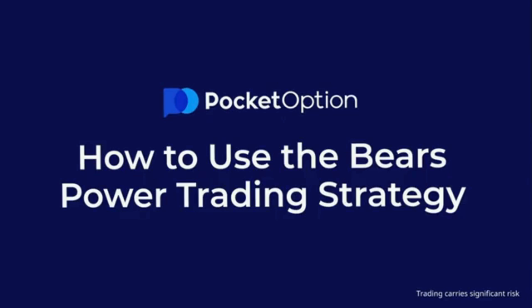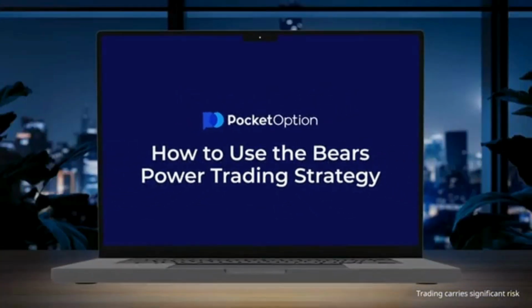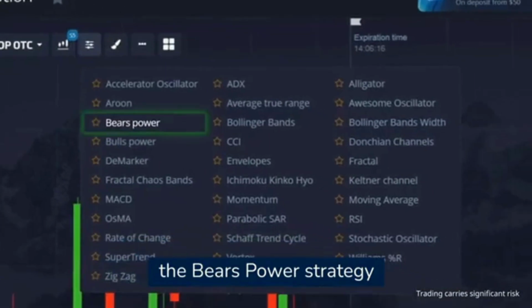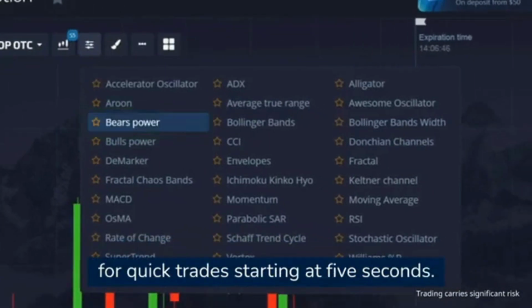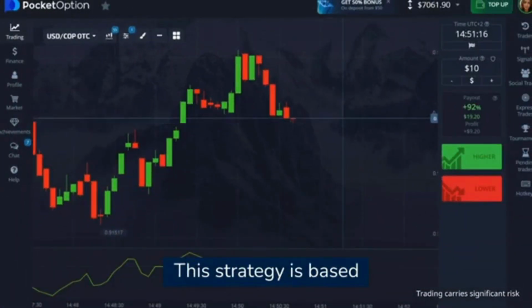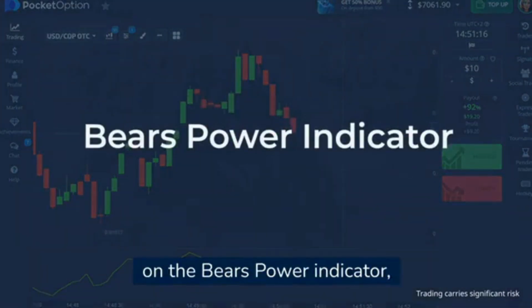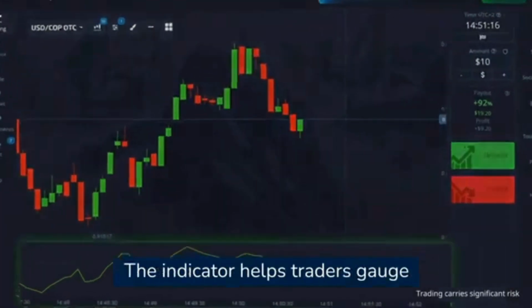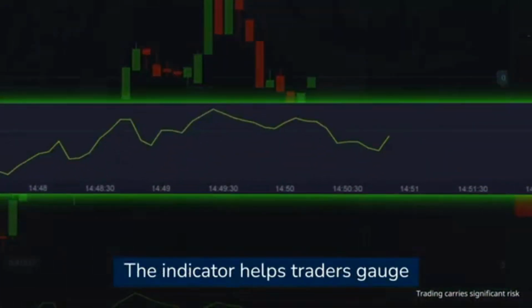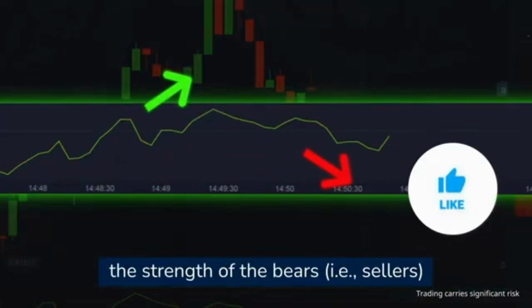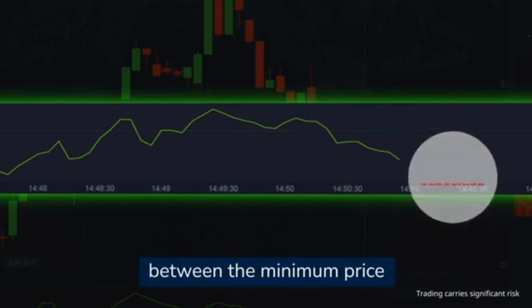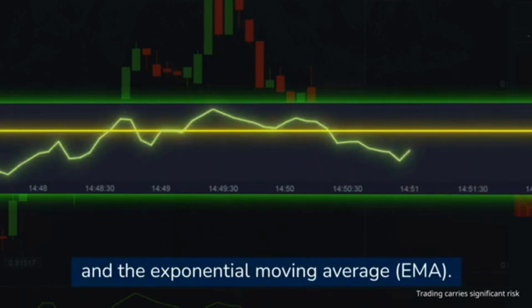How to use the bear's power trading strategy. Today, we'll show you how to use the bear's power strategy for quick trades starting at 5 seconds. This strategy is based on the bear's power indicator developed by Alexander Elder. The indicator helps traders gauge the strength of the bears, i.e. sellers, in the market by measuring the difference between the minimum price and the exponential moving average, EMA.